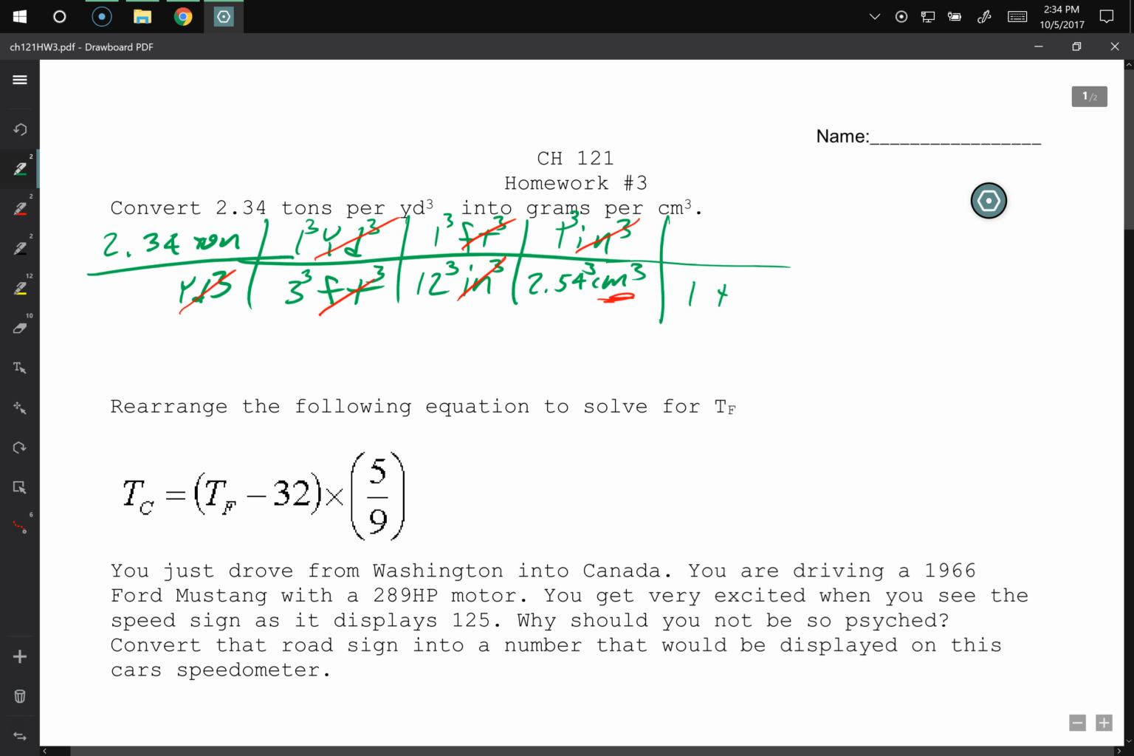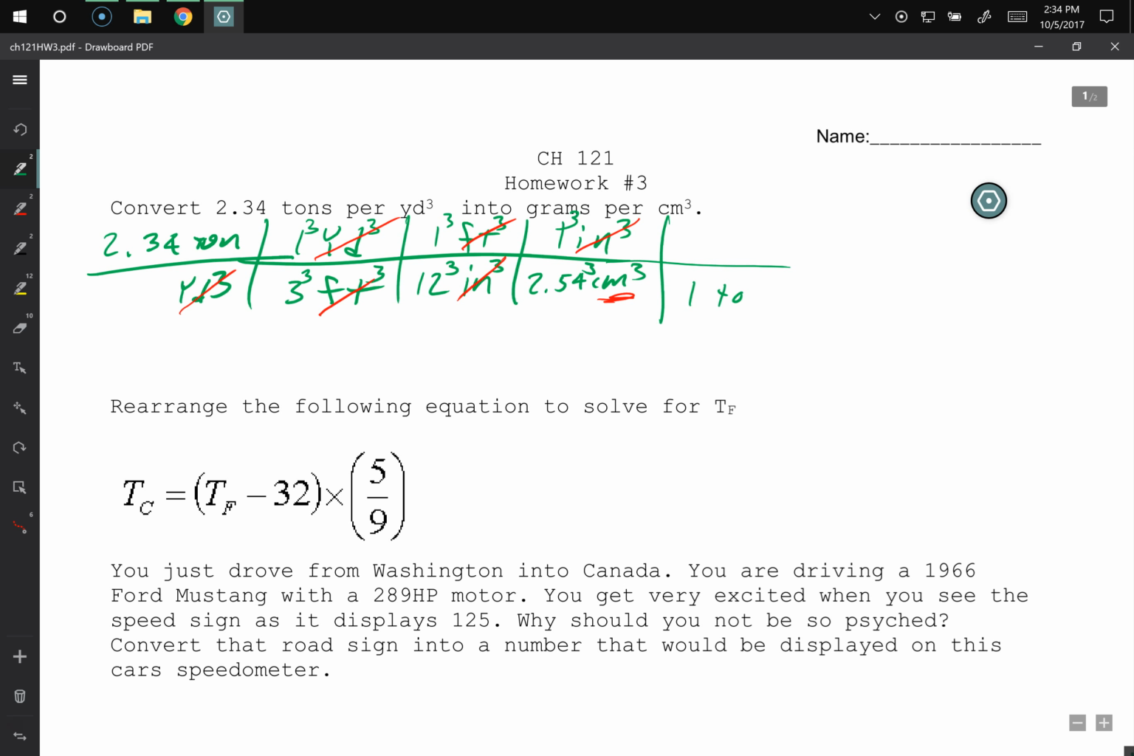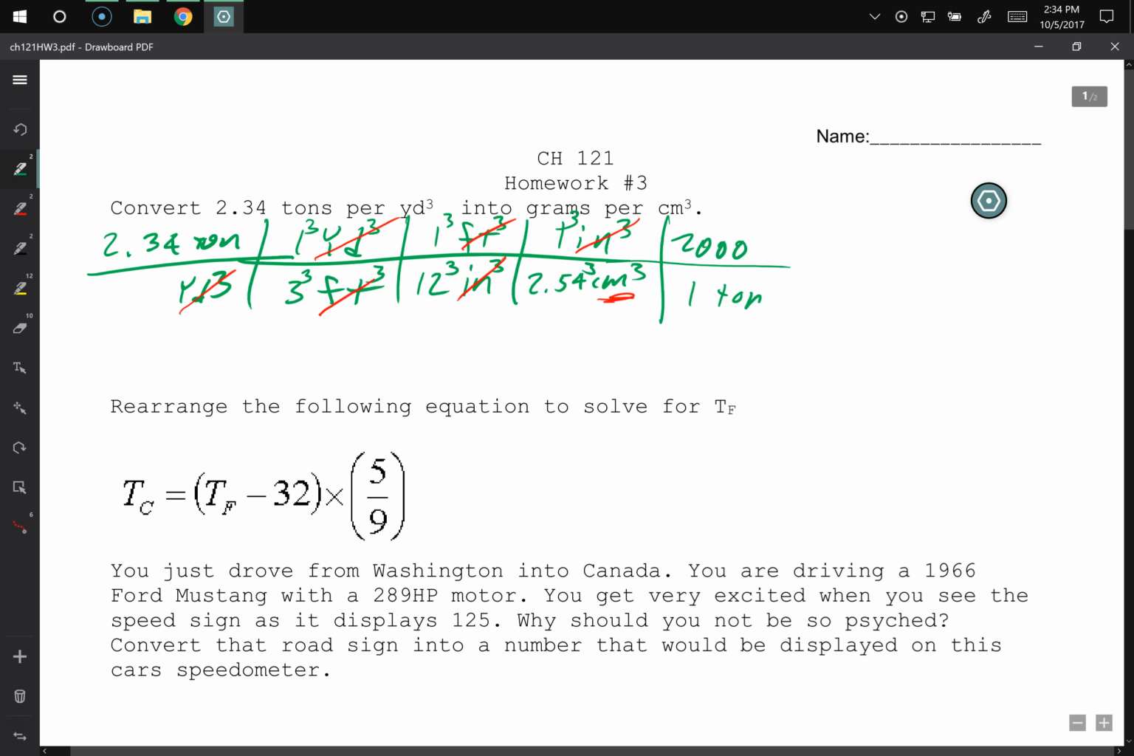And so for every 1 ton, you've got 2,000 pounds. And then for every 2.2 pounds, there's 1 kilogram. And then for every 1 kilogram, there's 1,000 grams. And so that allows me to cancel the ton out, the pounds out, and the kilograms out. And here I'm left with a unit that I'm looking for, which is grams. So I've got grams divided by centimeters cubed.